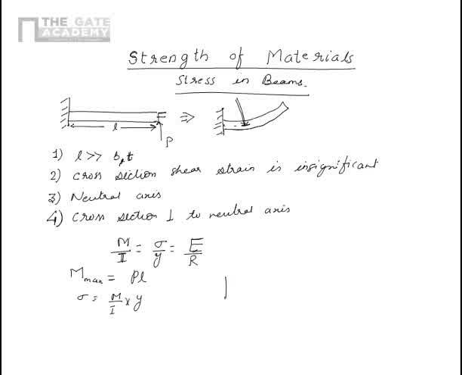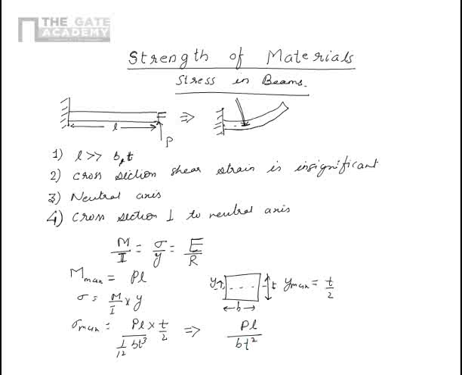So if I just draw the cross section, this is the cross section of the beam and this is y direction. So y max is t upon 2 because this total length is t. So sigma max occurs at y max. So it will become M, which is PL, into t upon 2. Now what is the value of I for the rectangular cross section where this dimension is b? It is 1 upon 12 b t cube. So that leaves me with the value of sigma max as 6 PL upon b t square.